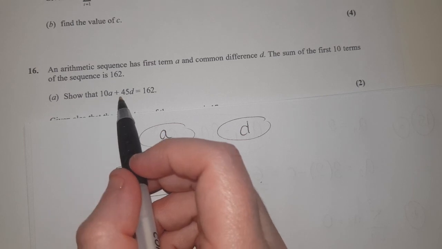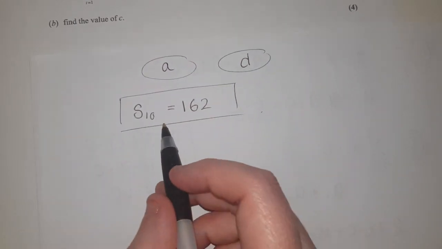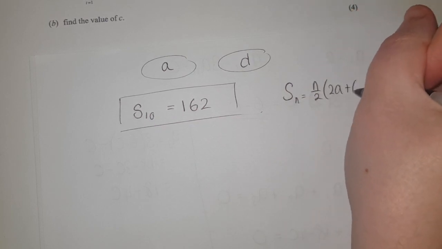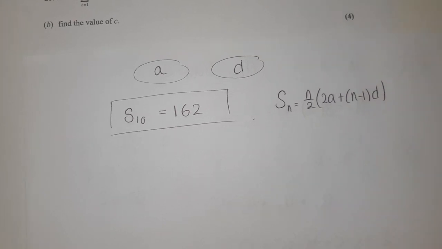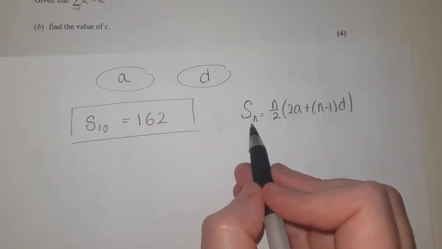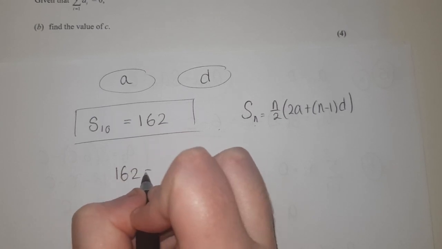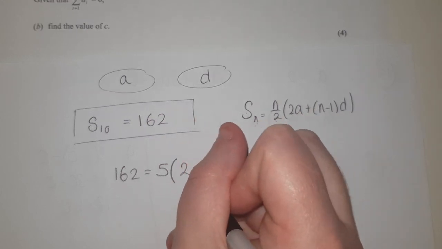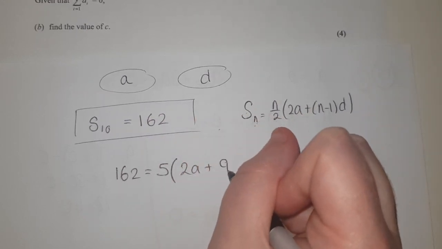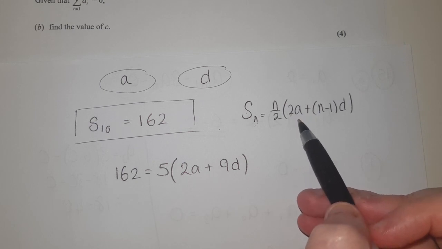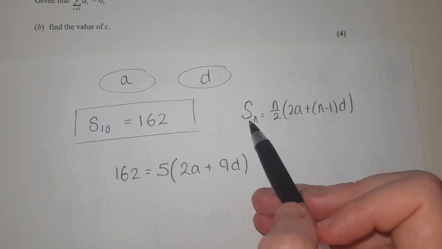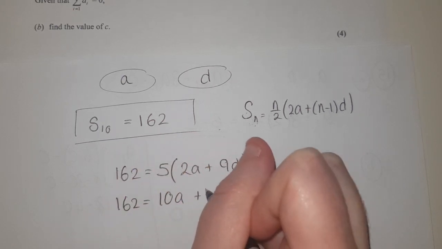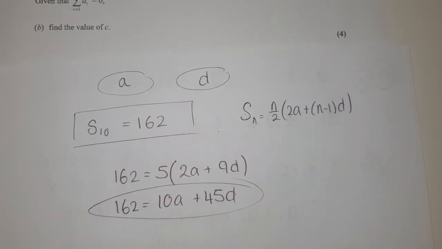We want to show that 10a plus 45d equals 162. So your sum formula is n over 2, (2a plus (n minus 1)d). So all we're going to do is chuck in our numbers. I know the sum to 10 is 162. Because it's the sum to 10, I've got 10 over 2 is 5, lots of 2a plus 10 minus 1 is 9, so 9d. So I've just chucked in that our n value is 10 and our answer should be 162. So I get 162 is 10a plus 45d, which I believe is what they asked us to prove.